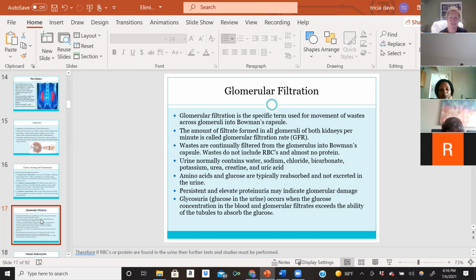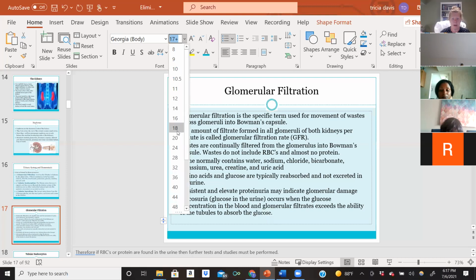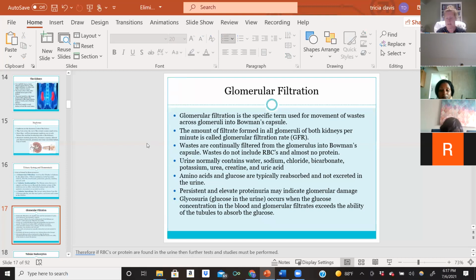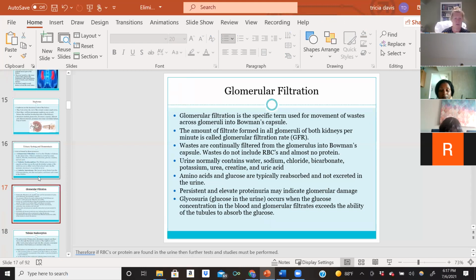Glycosuria, which is glucose in the urine, occurs when the glucose concentration in the blood and the glomerular filtrates exceed the ability of the tubules to absorb the glucose. So glucose is very thick and viscous. So it's only a matter of time before the system can't filter that out anymore. And then it's going to start spilling into your urine. And this is why people who have diabetes usually end up with some type of renal disease because their kidneys can't handle all the high levels of glucose.